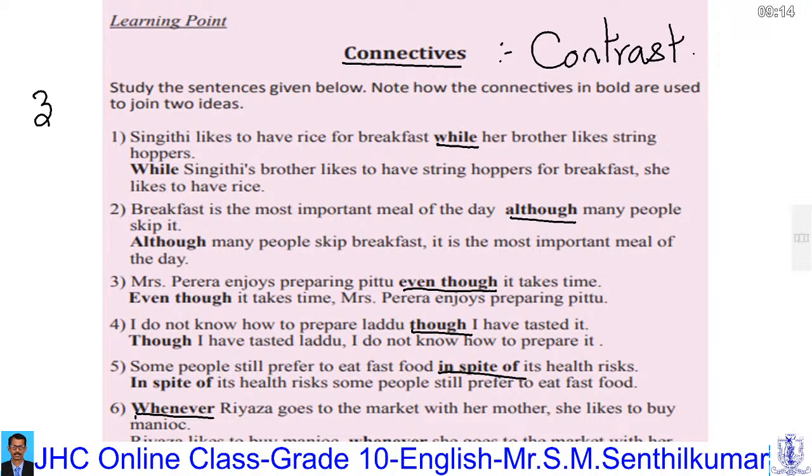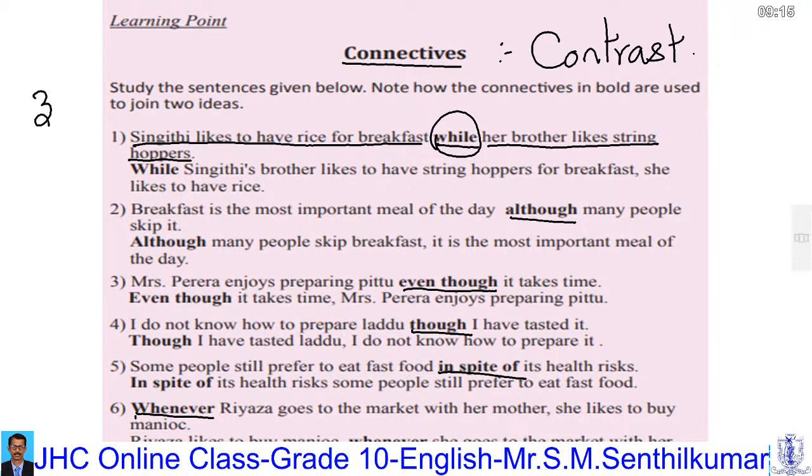One example: Sankiti likes to have rice for breakfast, while her brother likes string hoppers. One is Sankiti likes rice for breakfast, a simple sentence. Her brother likes string hoppers is another. You are going to use connectives to connect them. The linking word is a connective, also called a conjunction, a grammatical terminology.